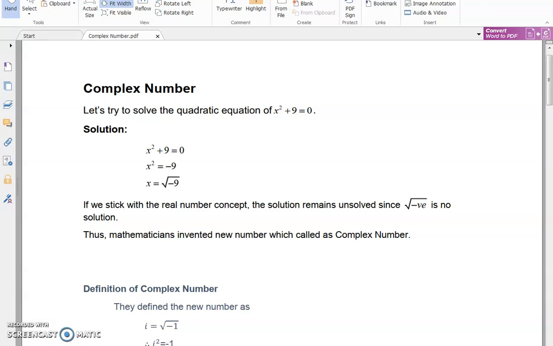Hello guys, in this video we are going to see another type of number, which is called a complex number.